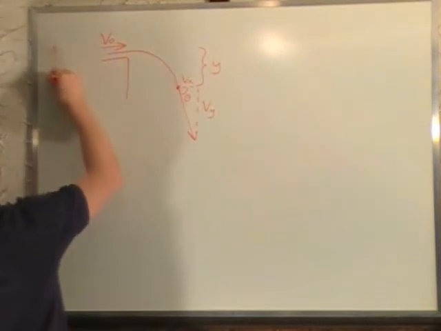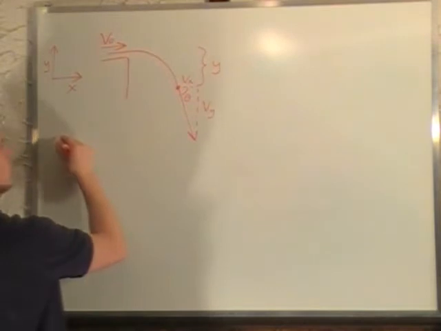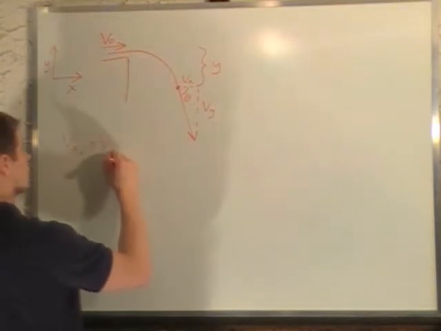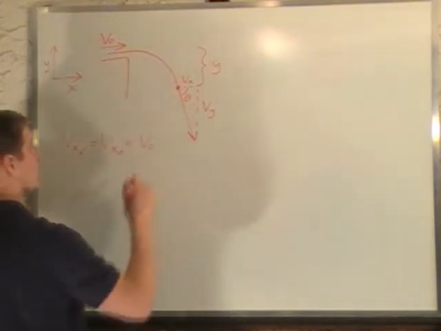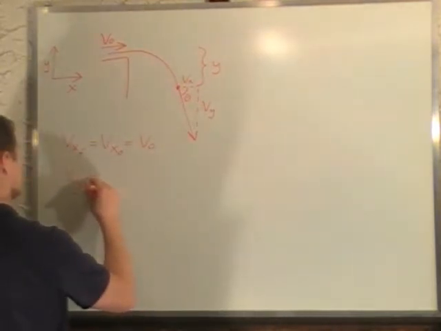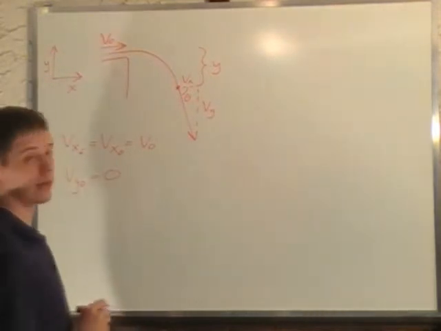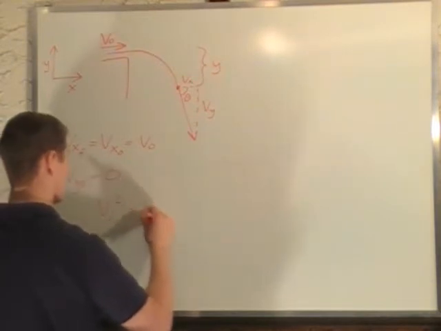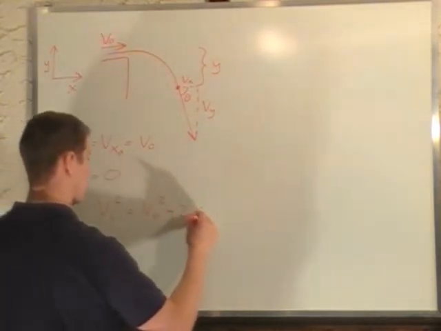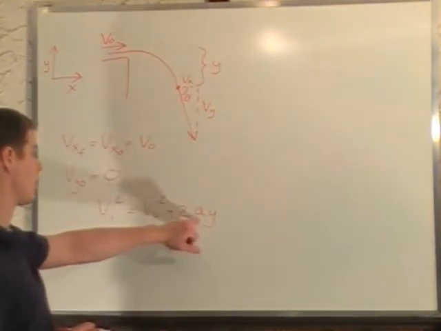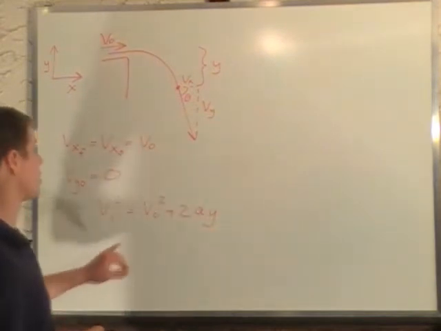We'll put in our axes, x and y, and we'll say our Vx final equals Vx initial, which is equal to v naught. Now our Vy initial is just equal to 0. Now our Vy final we can find by the formula v squared equals v0 squared plus 2ay, which is dependent just upon the acceleration due to gravity and y. So that's what we can use to find Vy.